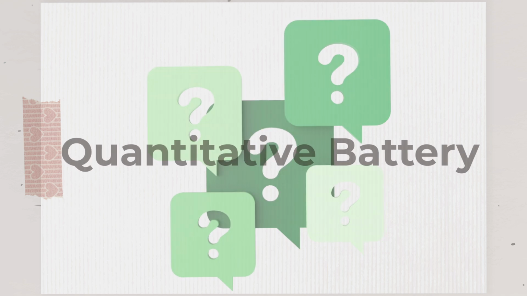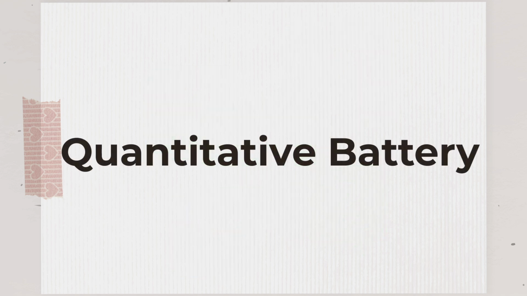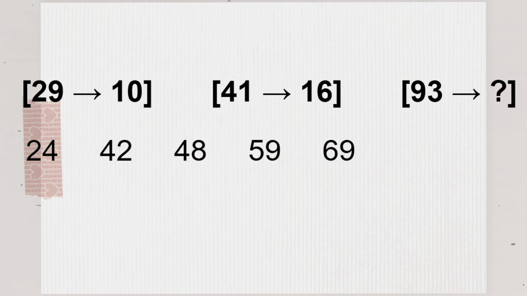All right, let's move on to the next battery of the test, the quantitative battery. The first subtest on this battery is number analogies. This question shows 2 pairs of numbers with a certain mathematical connection and another number that shares that connection with one of the answer choices. Find the missing number for the third pair.